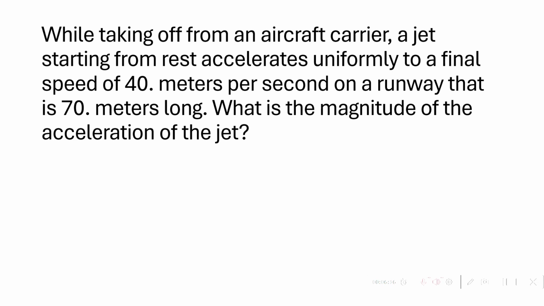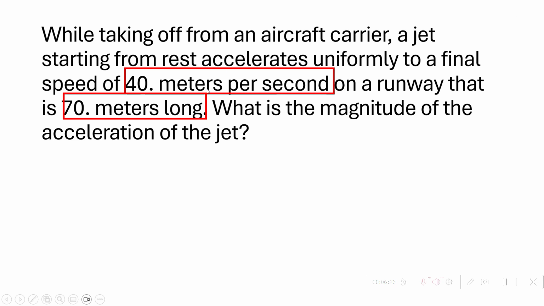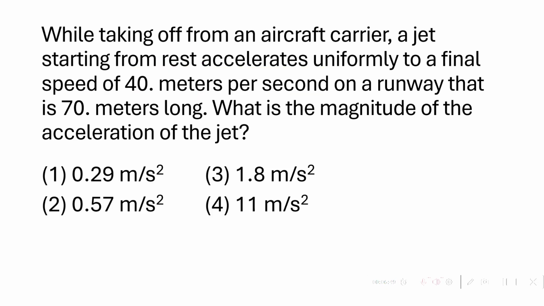Next, then you are going to start boxing out information. So the 40 meters per second and the 70 meters long. So 40 meters per second is our final speed, and we have a distance d. But we also have some more hidden information, right? This rest tells us our initial speed is 0 meters per second. Using this, what would be the best equation to use to solve this out? And then you're going to solve it out to find the right answer, to find the acceleration.